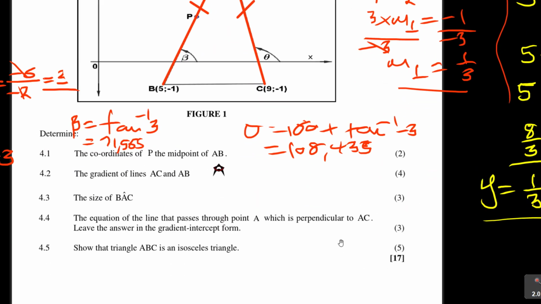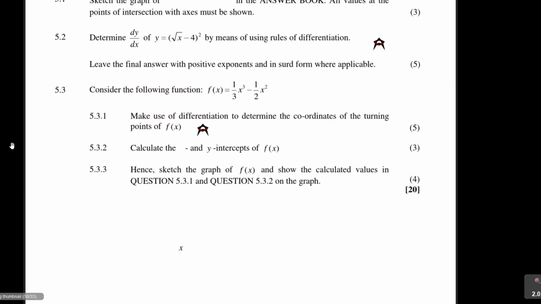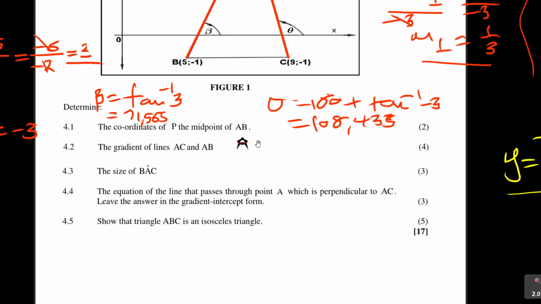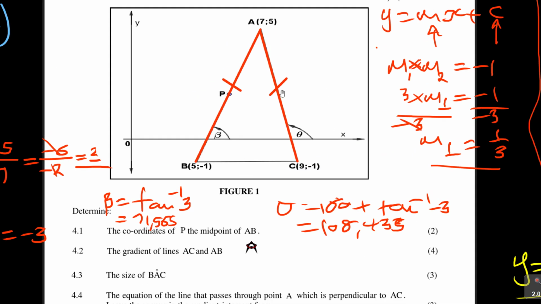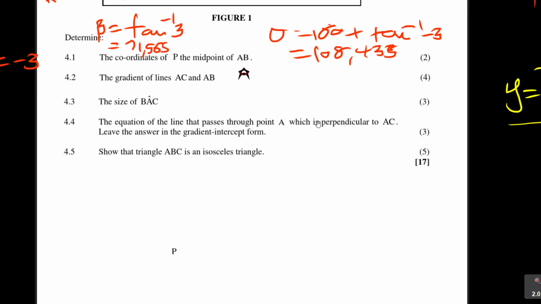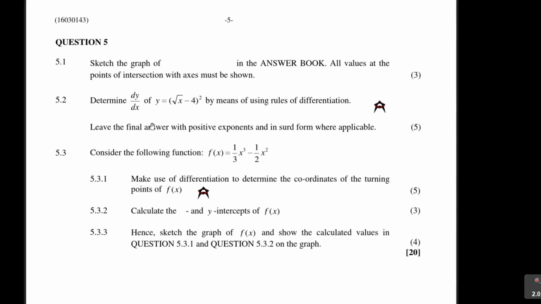Because at the end of the day, nonetheless, if you use the distance formula exactly as it is, it's still not 5 marks. And look at what was unfair. They gave this one for gradient AC and AB 4 marks. But now distance, they give it 5 marks. Okay, it's fine. Now look at this one. He was giving 3 marks.